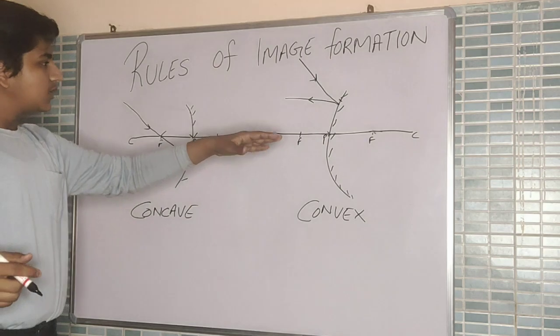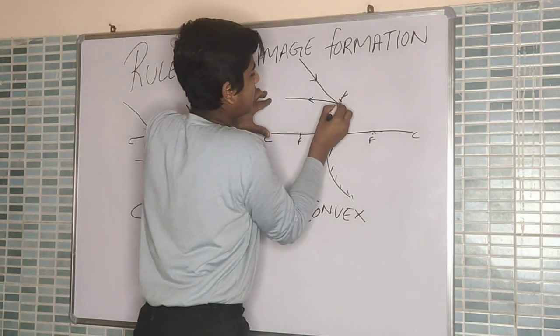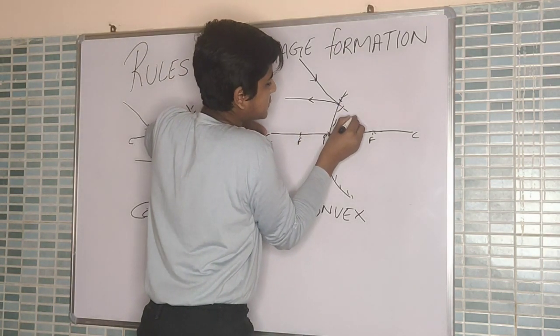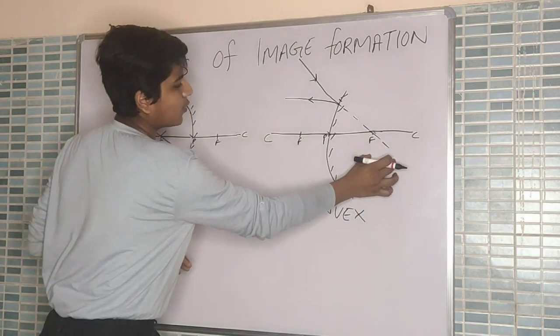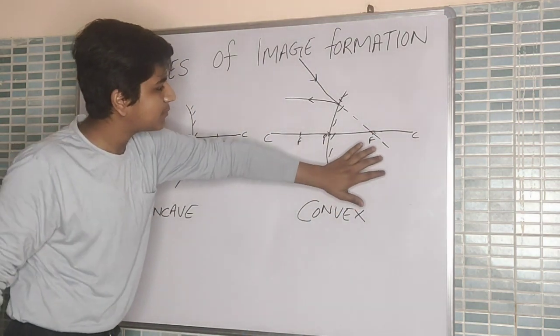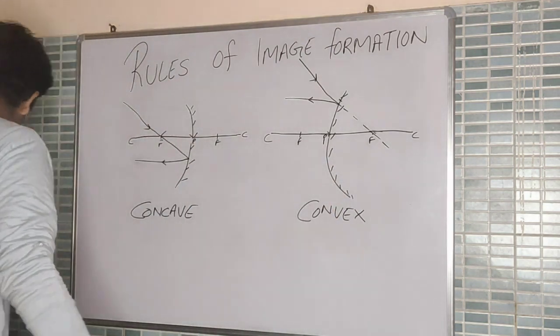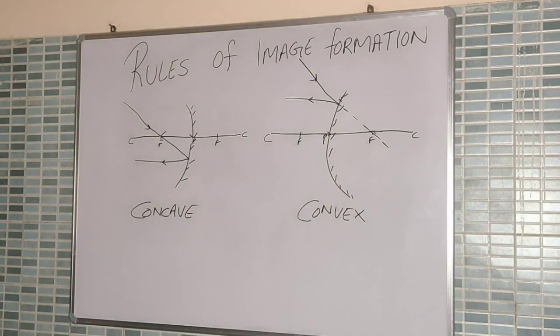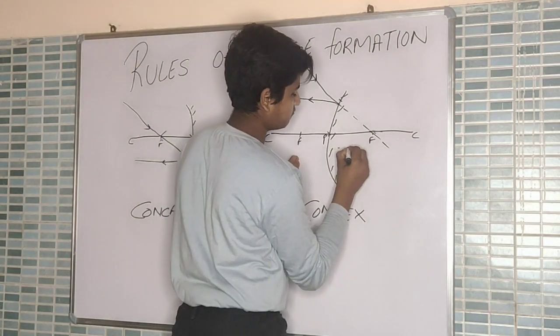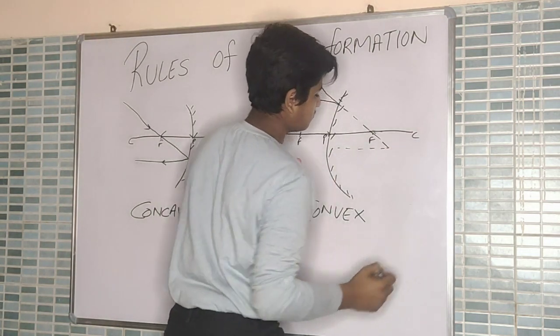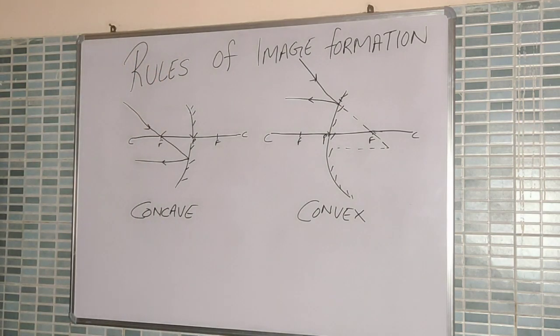But still in this case, it is not passing through focus. It is just extended in backward direction, and now it will make it parallel to the principal axis. How? Just see. Like this. Just see.